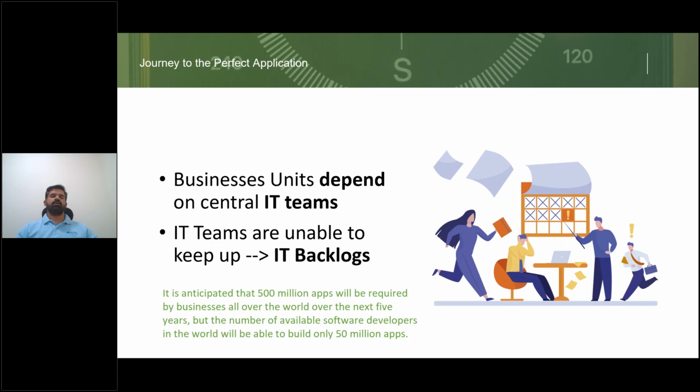So we have seen many times that businesses depend on IT teams to deliver solutions for their business requirements, and the IT teams try to deliver them, but usually IT teams are unable to keep up with the business requirements. Why? Because businesses are agile, like I said. The requirements keep changing. And two, the IT teams do not understand the domain or the business process nuances. So they end up not developing a solution that the business actually requires.